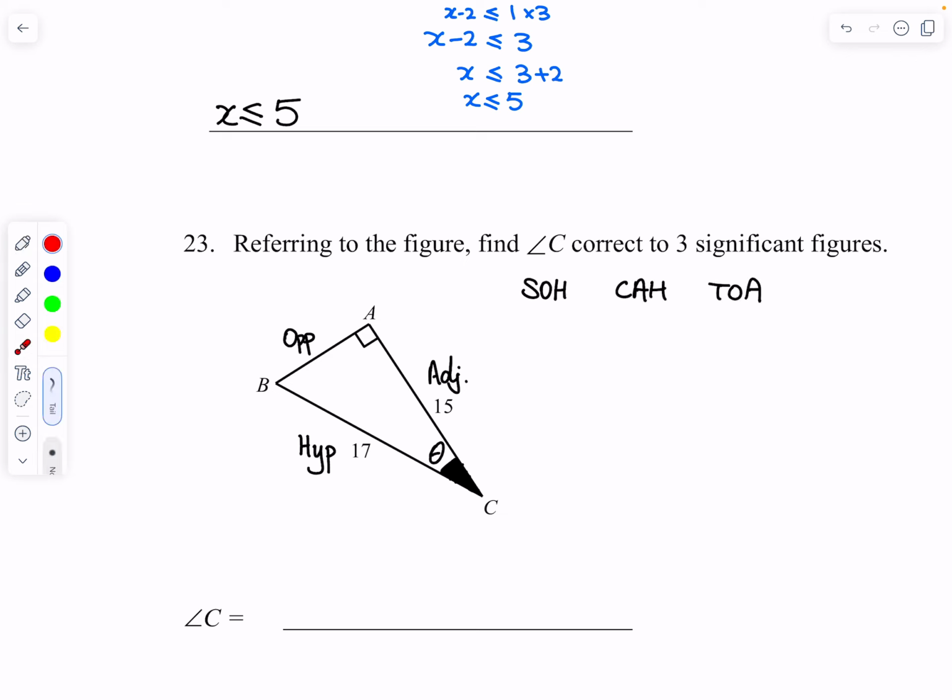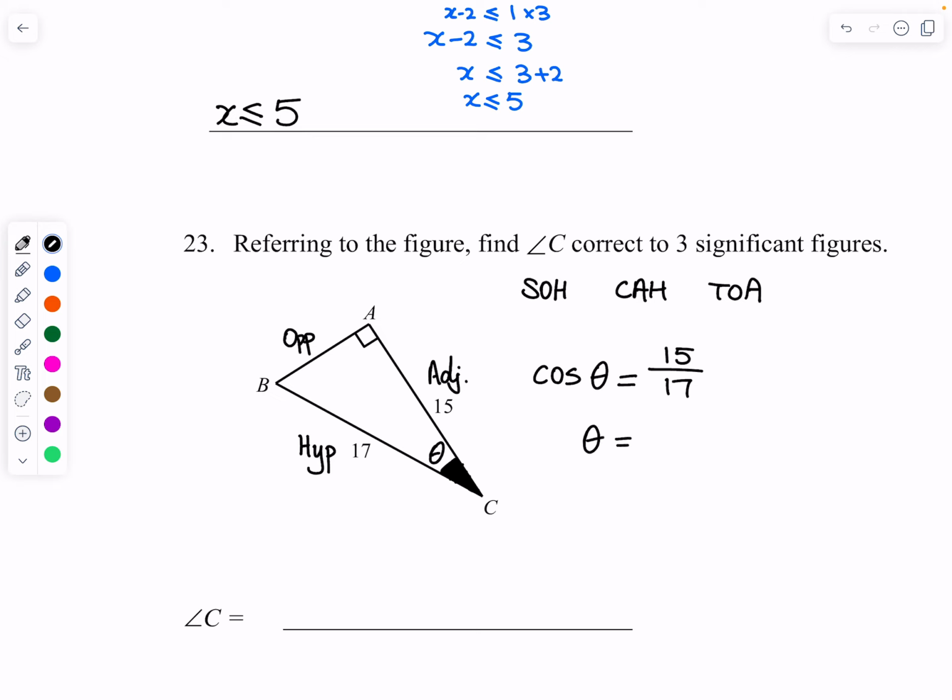Now what do we have? We have adjacent line, we have hypotenuse line. हमारे पास adjacent है और hypotenuse है. मतलब letter A and letter H. Letter A and letter H is with cosine. So हम कैसे लिखेंगे? Cosine theta is A first and then the hypotenuse.